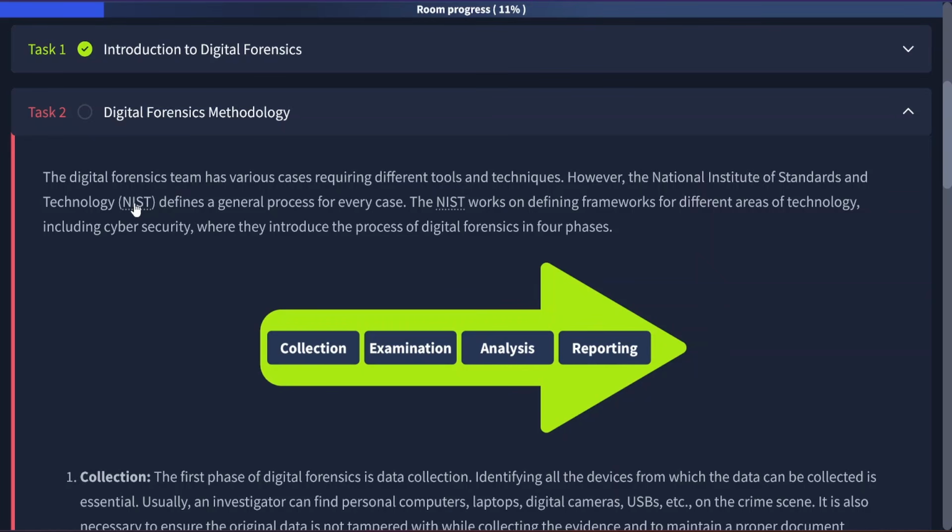And here it talks about NIST, which is the National Institute of Standards, super useful, and they have frameworks for different areas of technology, and they introduced the process of digital forensics in 4 phases. So this is their framework for digital forensic methodology. There are other ones and they may slightly differ, but generally speaking, it's the same idea.